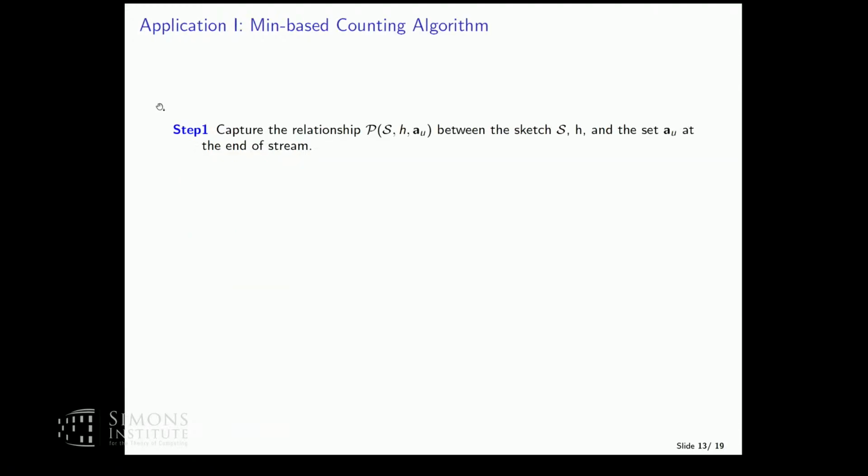So let's try to capture what was the relationship between the sketch, the hash functions, and the set AU. Well, the sketch was the smallest hash value. Okay? You have been agreeing with me so far. All right. So, we are just going to replace AU with Sol of phi.